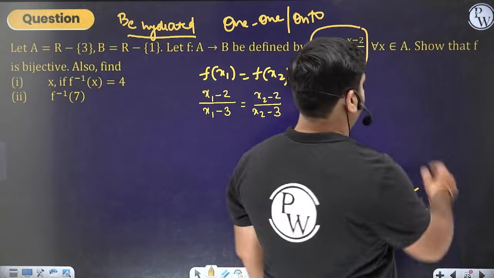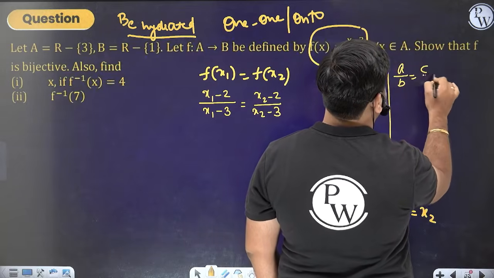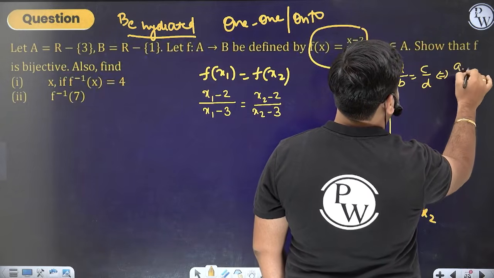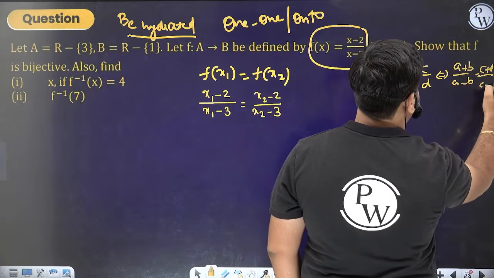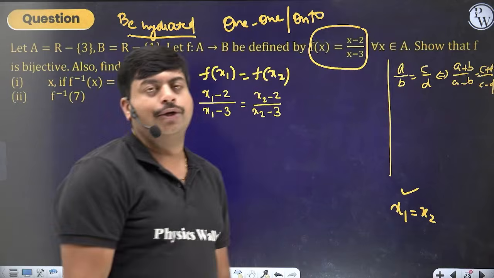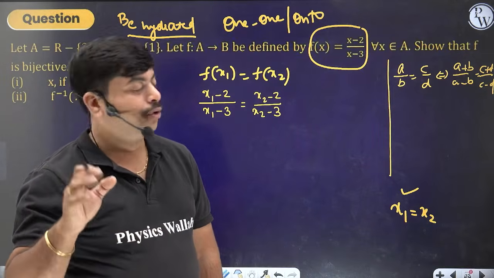People, do you know what is the componendo and dividendo rule? Okay, if you don't know, I just want to apply it here. If a by b is equal to c by d, then we can say that a plus b by a minus b is equal to c plus d by c minus d. That is called the componendo and dividendo rule.